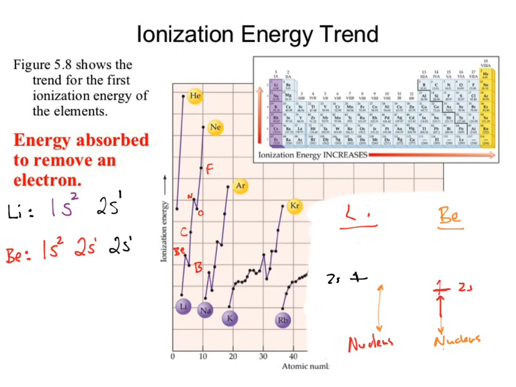Okay? So now that we've got a baseline trend with lithium and beryllium, what we're going to do is clean this up a little bit. And by cleaning it up, probably make it messier. I'm going to redraw beryllium. Beryllium was 1s2, 2s2, and then we had this last one as our removal.